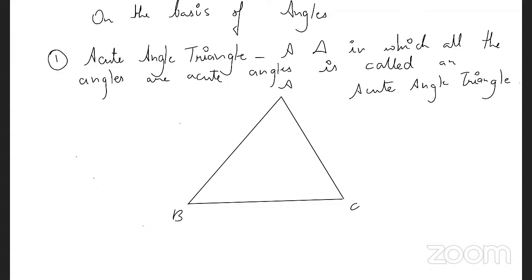So we will have three angles in this figure here: angle ABC, angle ACB, and angle DAC. So angle ABC, angle ACB, and angle DAC are acute angles.